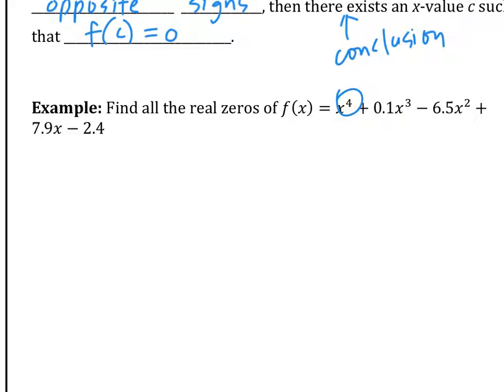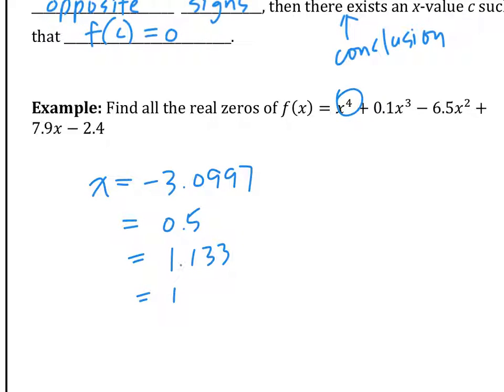If you forgot how to use the zero function to find the zeros, let me know. I will show you. So you want to round to at least the thousandth. So first one is negative 3.0997. Second one is 0.5. And then 1.133. And then 1.367. Any questions on finding these 4?